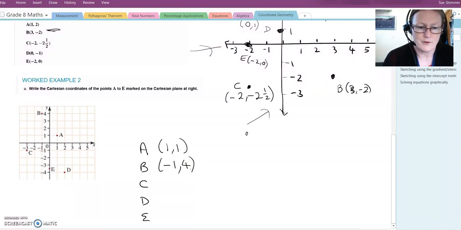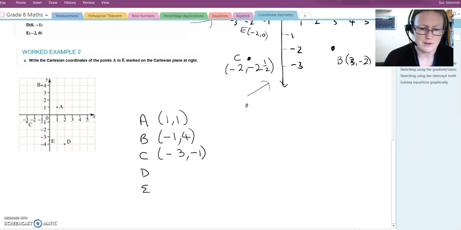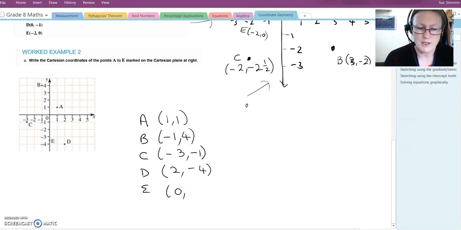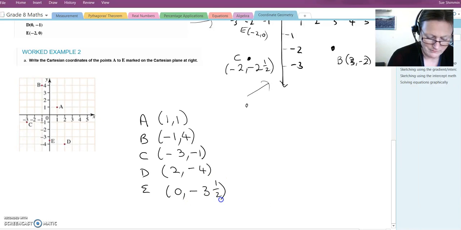Let's look at our point C. First of all, find our value of x. The value of x is -3. And we go down. The value of y is -1. For our point D, the value of x comes first in the brackets. The value of x for point D is 2. We go down. For the y value, we go down to -4. Point E. The value of x, we haven't moved left or right, so the value of x is 0, and we go down. Looks like halfway between -3 and -4, so -3.5.